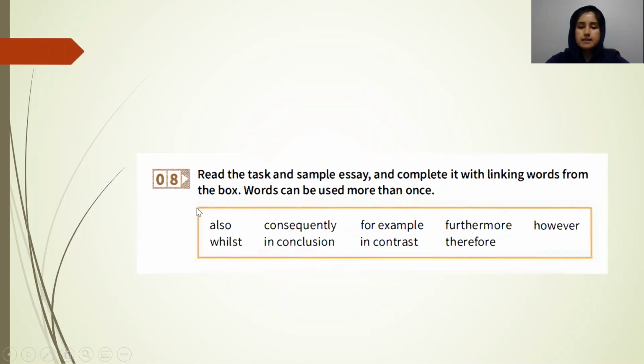So exercise 8 says, read the task and simple essay and complete it with linking words from the box. Words can be used more than once. So these are just some linking words. They really help to write your essay and to connect sentences or paragraphs with each other. So there are also, consequently, for example, furthermore, however, whilst, in conclusion, in contrast, therefore. These are some helpful linking words that you can use in your writing.